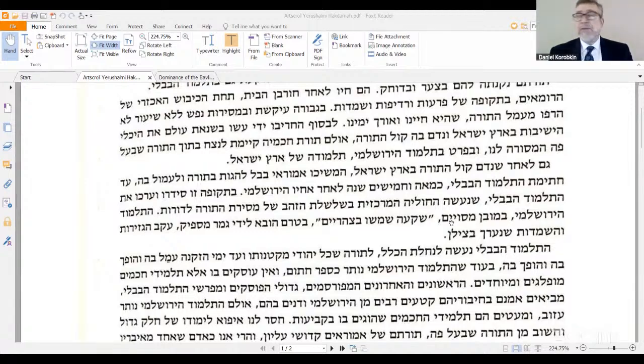In other words, Torah study was never completely extinguished. It was thriving in both Bavel and in Eretz Yisrael. In Eretz Yisrael under greater hardship, but when that voice of Torah was silenced in Eretz Yisrael, it continued to thrive in Bavel. Ad chatimat haTalmud haBavli, until the completion of the Talmud Bavli, kemeya v'chamishim shana la'achar achiv haYerushalmi, approximately 150 years after the completion of the Talmud Yerushalmi.